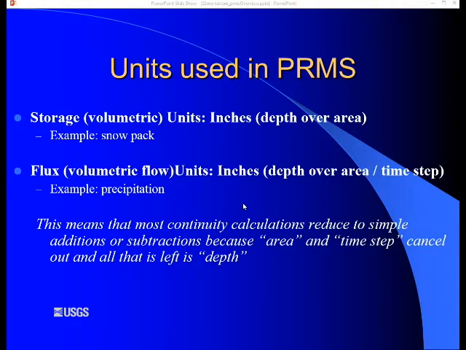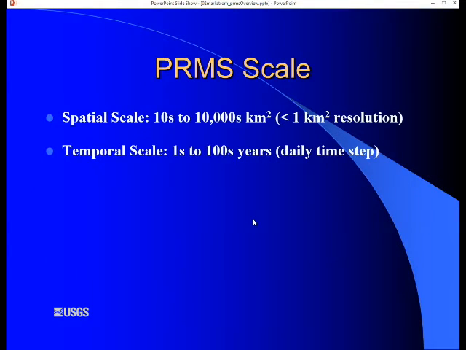Basically, our storage and our flux are in units that we can go back and forth with. PRMS scale: we have successfully applied PRMS on watersheds of tens to tens of thousands of square kilometers, with our HRUs being much less than a square kilometer. If you watch this video series all the way through, you'll see some scales that are much larger than tens of thousands of square kilometers.